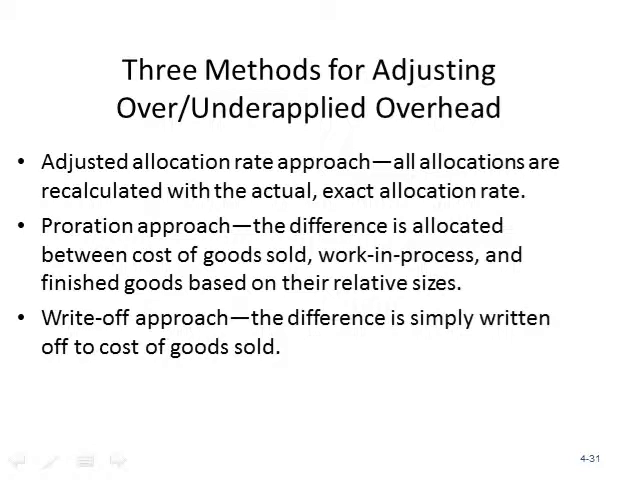Or we can use a proration approach where the difference is simply allocated among cost of goods sold, work in process, and finished goods based on the relative sizes to one another. Or the third approach is simply to write off this difference to cost of goods sold, and that's generally where this difference is immaterial. So we have three ways to handle the over or under applied overhead. And this becomes a management decision, and it does open the door for some more discussions with respect to how we can manipulate ending inventory and thus our cost of goods sold in the next period, but we won't go into those right now.